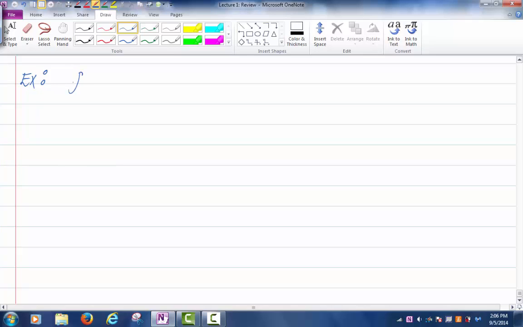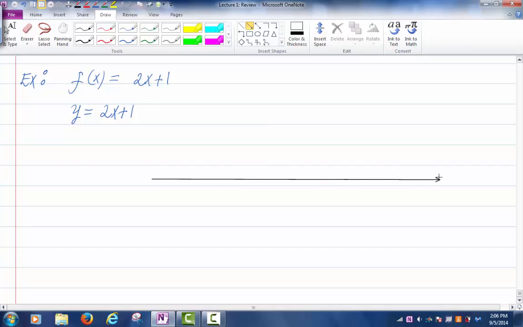Another example. Let's say I have the function f(x) equals 2x plus 1. And so the graph of that is the same as the graph of the equation y equals 2x plus 1. In this case, the graph would again be a straight line, but now what's the slope of this straight line? 2, and the intercept is 1, right? So again, how do I draw a straight line? I just pick two points, right? So when x is 0, I get 1, right?